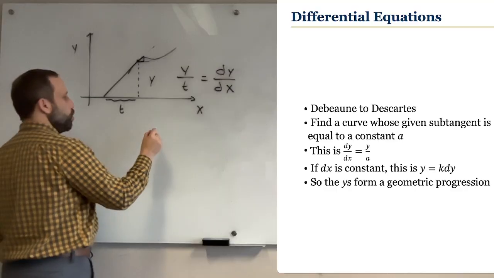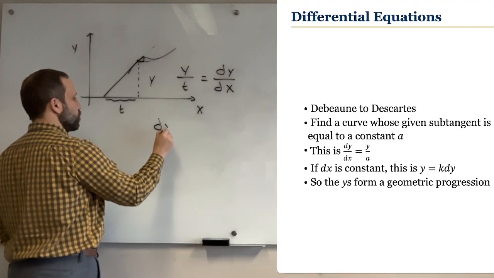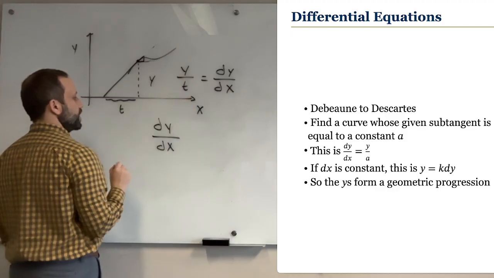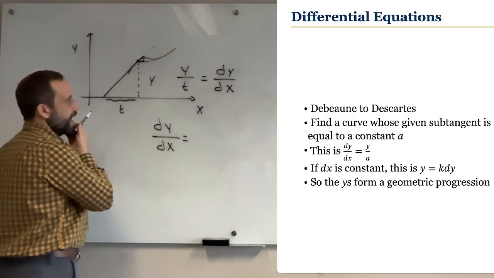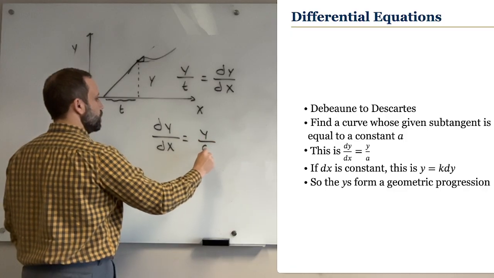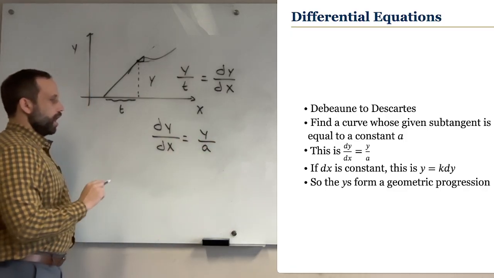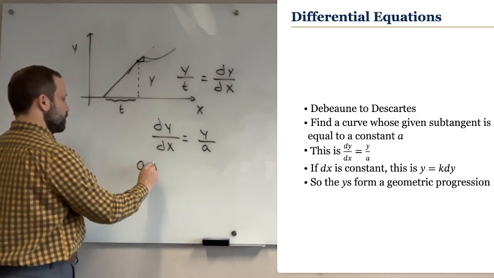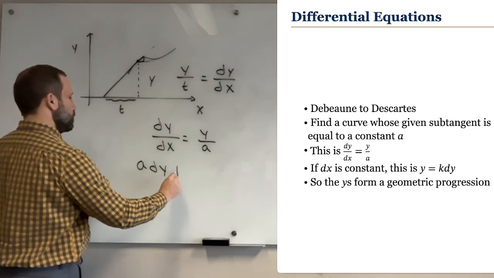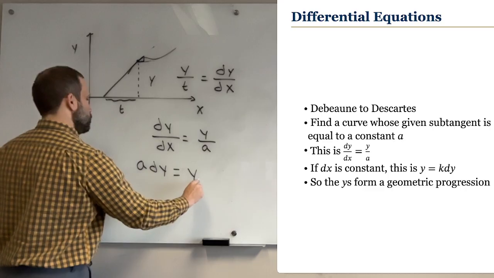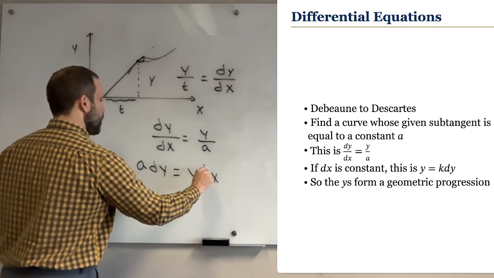Okay, and so what we want to do is find a curve whose subtangent is a given number. I'm going to say, let's call it a. I'm not saying that's what the book says. So we're going to have y divided by a. And if we rearrange things, we can write this as a dy equals y dx.